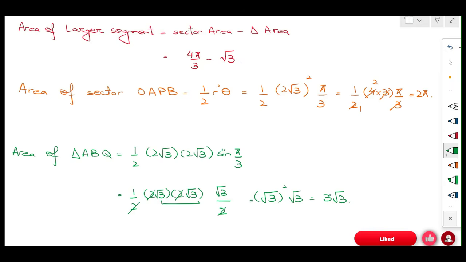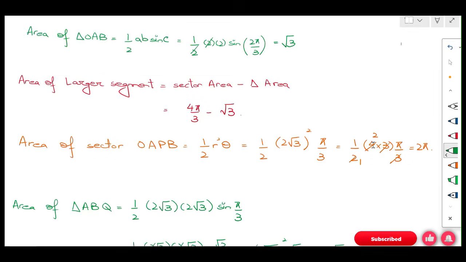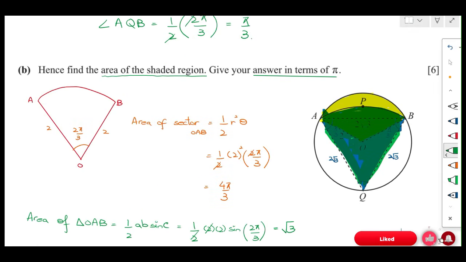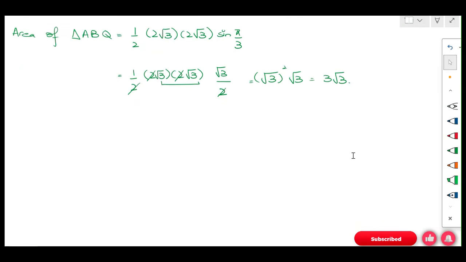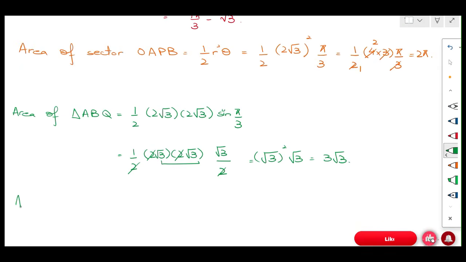We got this, which is 3 root 3. All right, we got the area for this triangle ABQ. From this sector, if you subtract this triangle area, you will get this segment area of the smaller segment. From the sector area QAPB, subtract the triangle ABQ, you will get the area of the smaller segment.